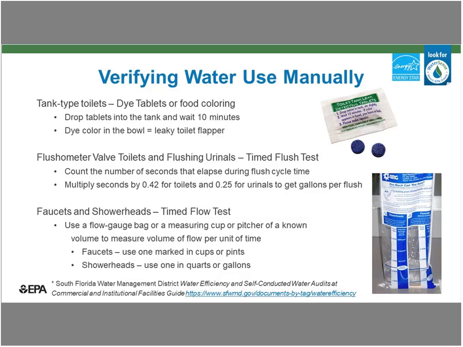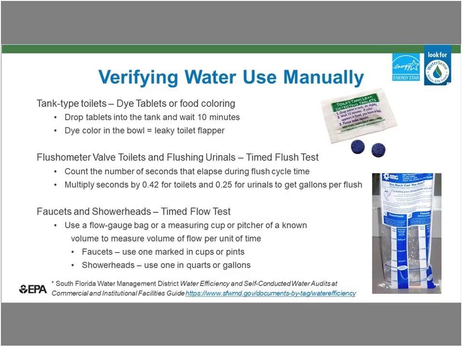And with flushometer valve toilets and urinals, you can actually just time the flush to see how long it takes, and that will tell you how much is actually being flushed. If you are using a stopwatch, it's kind of a rule of thumb that if it's about 3 seconds, then that's 1.28 gallons per flush. 4 seconds is 1.6 gallons per flush, which is the national standard right now. And if it's longer than that, it can be up to 3.5 gallons or more. It's very simple, but it can be very effective.